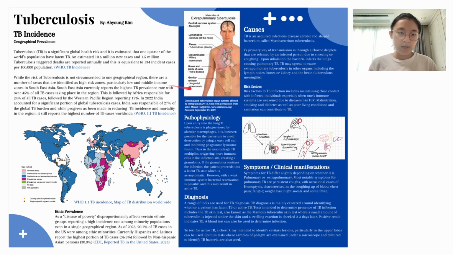Currently, so far as I know, Southeast Asia reports the highest TB prevalence rate, at 45% of all TB cases worldwide, followed by Africa, which is responsible for 24.4% of all TB cases, and then the Western Pacific region, which reports approximately 17% of all TB cases.